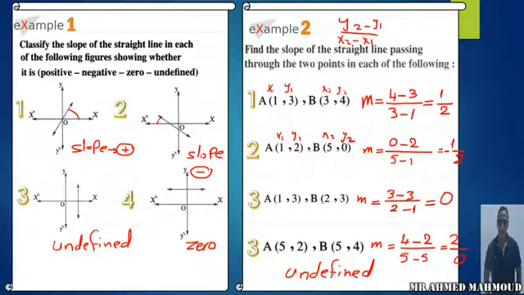Okay, now we have positive slope, negative slope, 0 slope, and undefined slope. This one is inclined on the x-axis in the positive direction. This one is inclined in the negative direction of the x-axis. This one makes an angle like this. This one is parallel to the x-axis. This one is parallel to the y-axis. And these are the four cases of the slope of the straight line. Let's solve the next one.